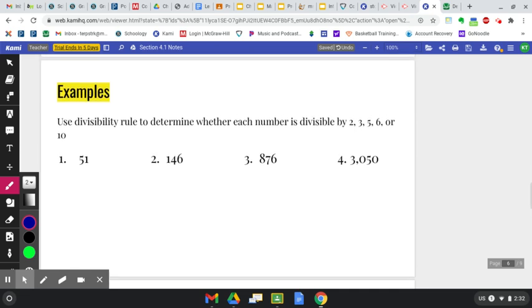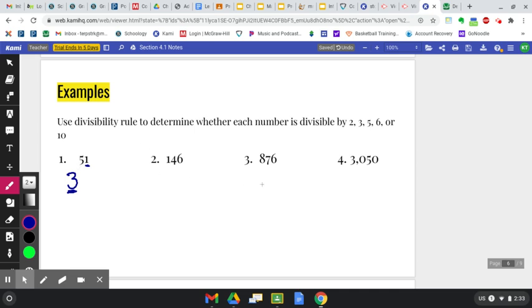So I'd like you to pause the video here and use the divisibility rules to determine whether each number is divisible by 2, 3, 5, 6, or 10, right? For example, if I go through the checklist, 51 is not even, so it's not divisible by 2. 5 plus 1 is 6. 6 is divisible by 3, so I know that that works. The ones digit is not a 5 or a 0, so 5 doesn't work. Has to be both 2 and 3 in order for 6 to work, so that's a no. And it's not ending in a 0, so 10 doesn't work. So 3 is the only one that 51 is divisible by.